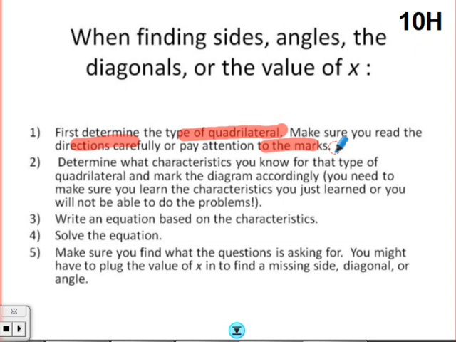You want to determine characteristics you know. Make sure you learn the characteristics you just learned, or you won't be able to do the problems. If you guys don't watch these videos or understand the rules for each different shape, you're not going to be able to do the work. Write the equation, solve the equation, and make sure that if you have to plug back in and find a missing side or find a missing angle, that you do that.